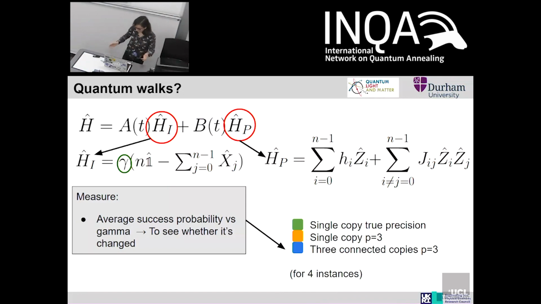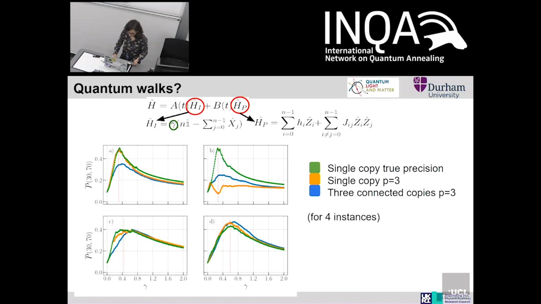And so then we wanted to compare the single copies with true precision, single copies with precision equals 3, so an error added to them, and then the free connected copies with the lack of precision as well. And we tested this for 4 instances, just to get an idea of what was happening. And what we found is this. The green lines represent the single copy true precision, orange lines single copies with p equals 3, and then the blue line is the free connected copies with p equals 3. And what you see is various things are happening, but that's okay, because actually this is an average effect.